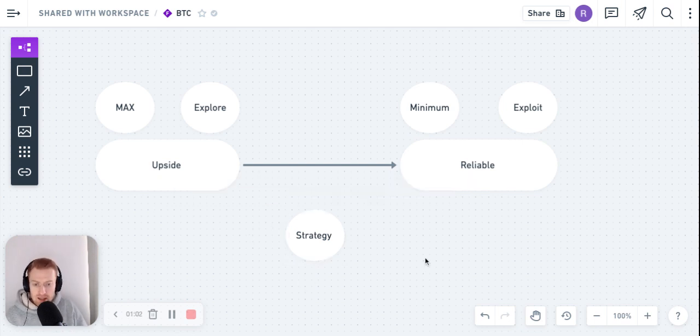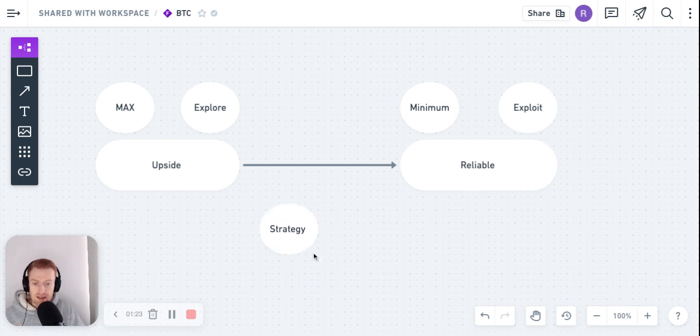Now, this one is going to involve a little bit of smart thinking, so please do stick with me. So I'm going to explain what is happening here. On the left, we have the upside, and then we have max, which stands for max effort, and explore, which means we're exploring something. And then over here, we have reliable, and then we have the minimum effort, and we're trying to exploit it.